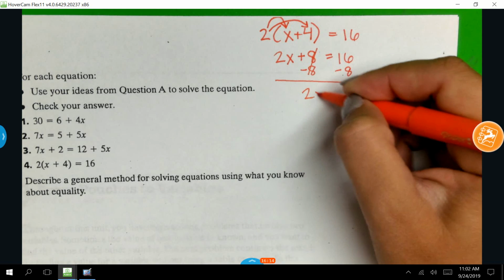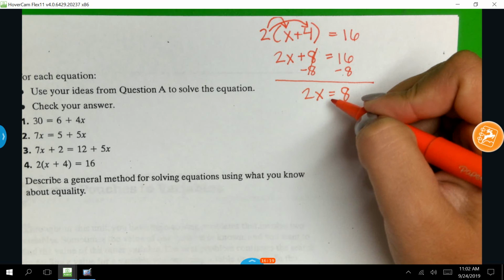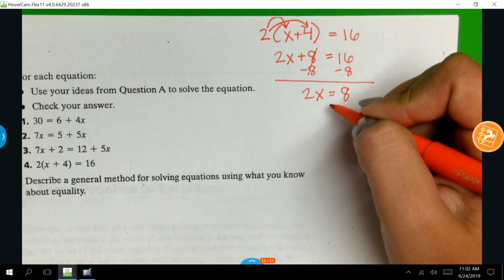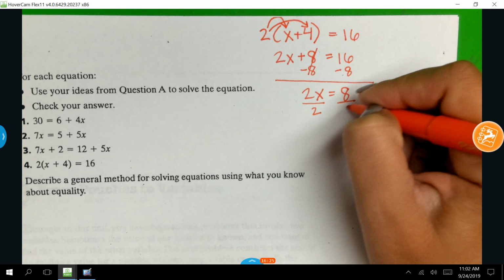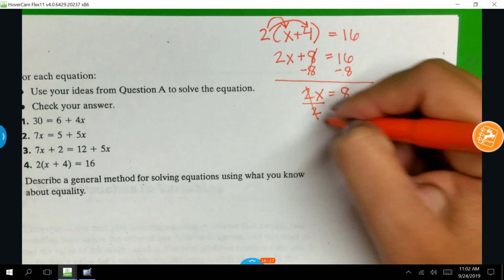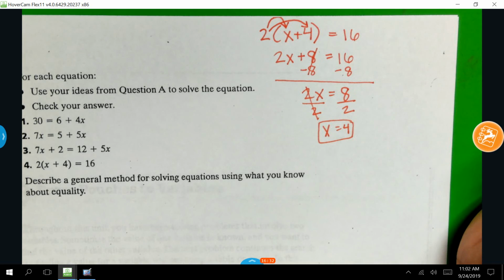So this is 2x equals 8. This is 2 times x. So by doing the opposite of that, what does it mean? Divide. So that's why we're dividing by 2 on both sides, okay? So x is equal to 4. Okay. Questions?